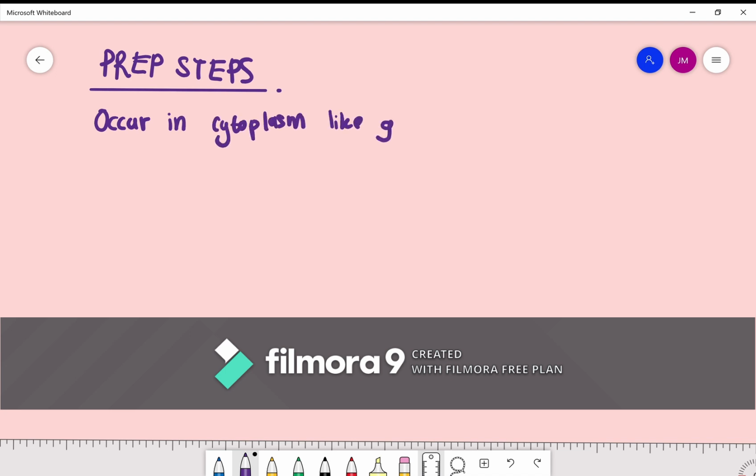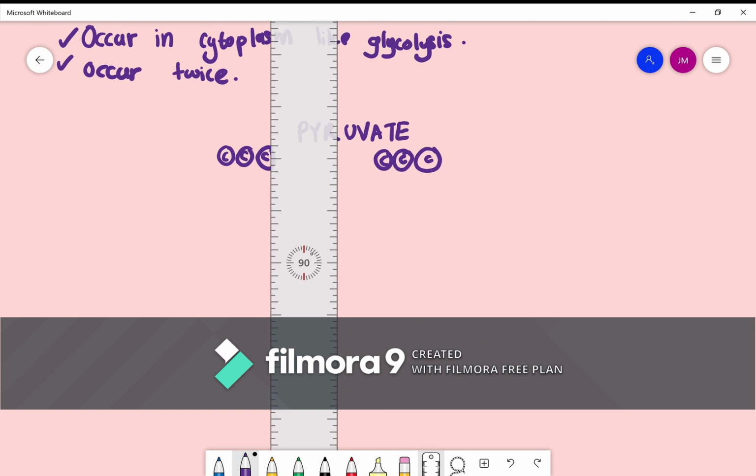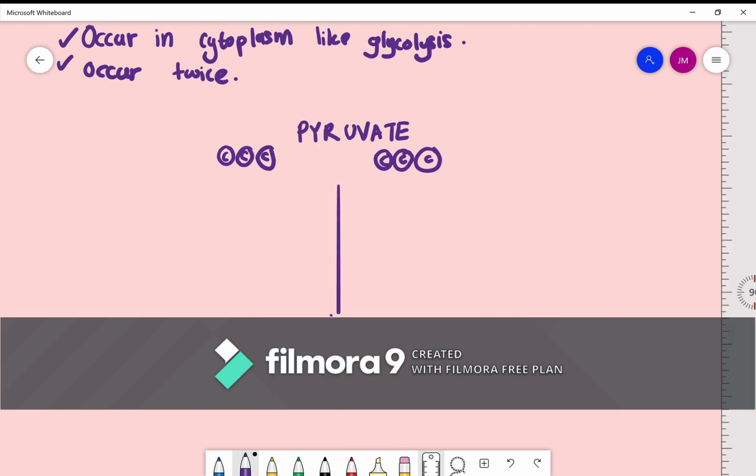Prep steps occur in the cytoplasm, just like glycolysis. The 3-carbon molecules of pyruvate are modified using 2 coenzyme A. Coenzymes store energy in their bonds and help an enzyme work more effectively. The enzyme pyruvate decarboxylase catalyzes this complex reaction. The first event is decarboxylation, the removal of a carboxyl group to form carbon dioxide.